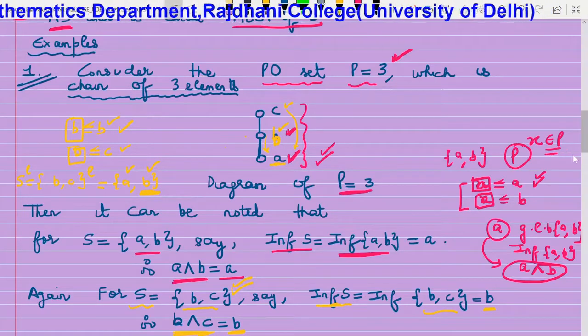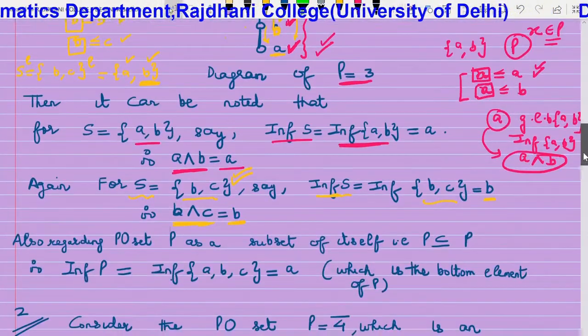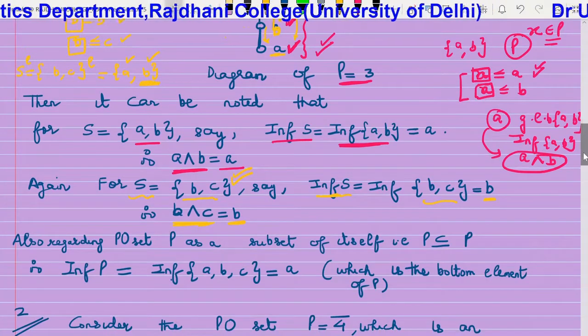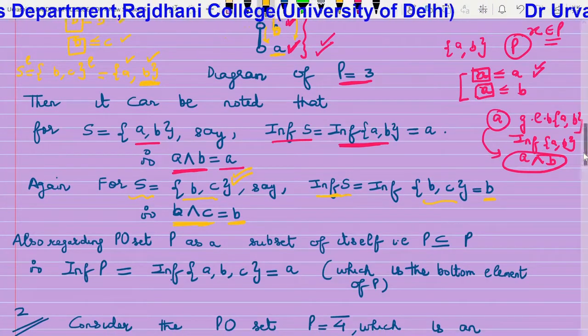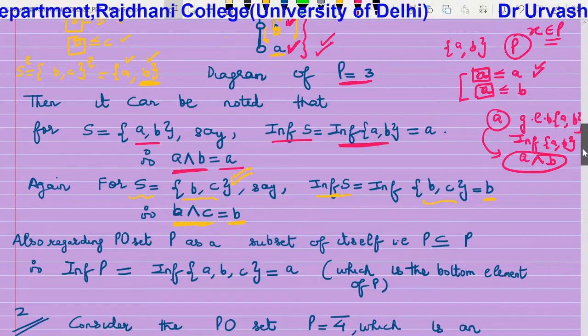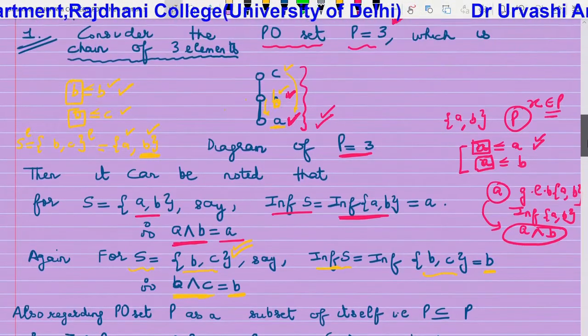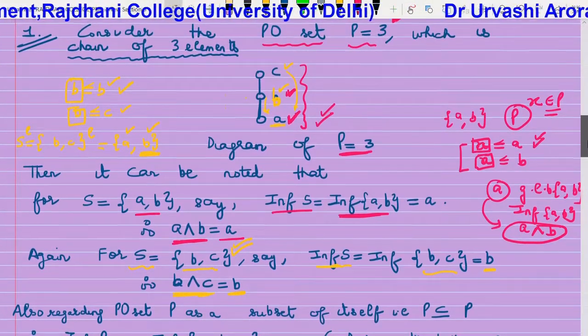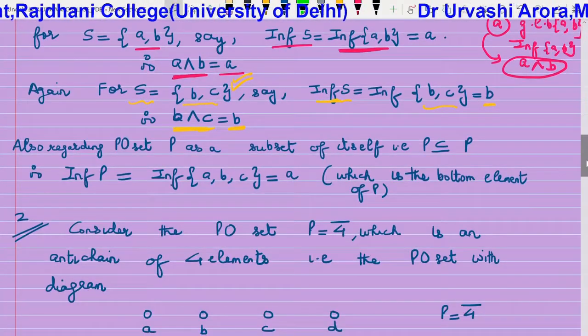So this is one thing that we have. Likewise, this was an example of a chain. If we pick up any pair of elements in a chain, we can always find the infimum of that pair of elements.